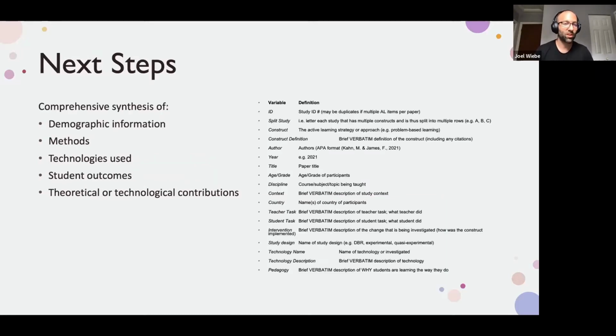Our next step is to complete the comprehensive synthesis, and that will include a detailed collection of information and mapping and visualization of demographic information, the methods used by each one of these, the technologies, the outcomes, and theoretical and technological contributions. So yeah, thank you very much.